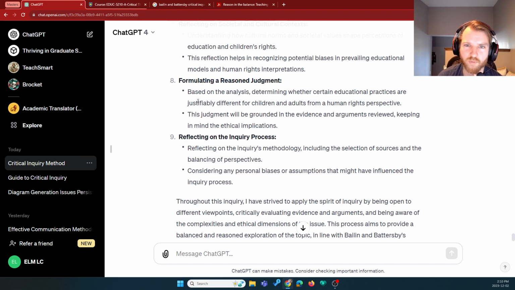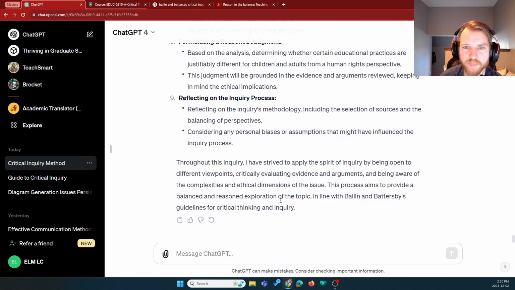Yeah, okay, so here now we've gotten to, based on the analysis, determining whether, so it's just describing what this would be hypothetically at this point, but not actually doing it itself. So I think I'm just going to give it that feedback and see if it is able to actually do it, not hypothetically.